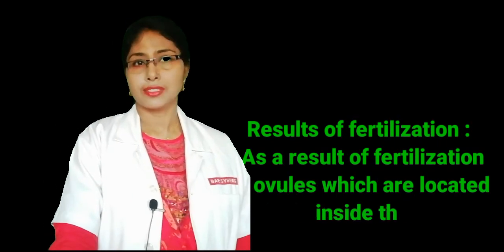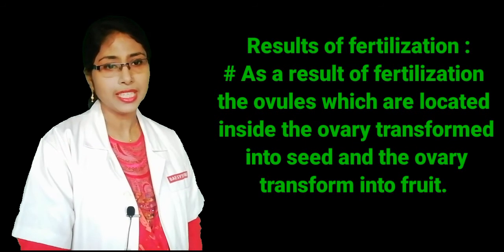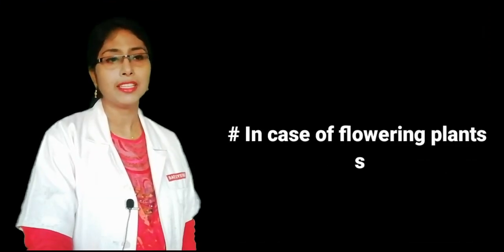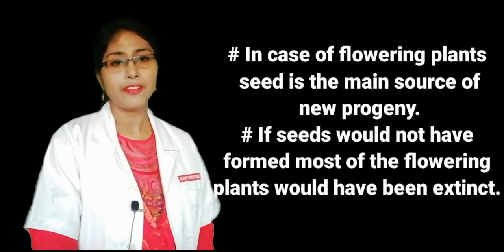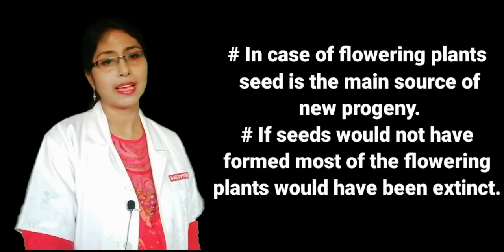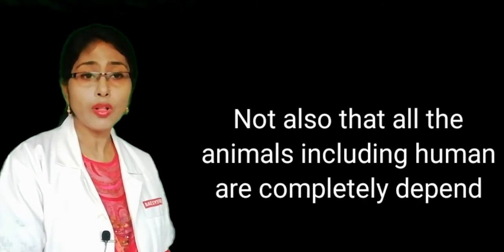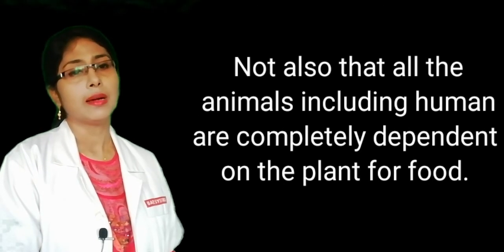Significance or importance of fertilization. As a result of fertilization, the ovules which are located inside the ovary are transformed into seeds and the ovary is transformed into fruit. Seed is the main source of new progeny. If seeds had not formed, most of the flowering plants would have become extinct. Note also that all animals, including humans, are completely dependent on plants for food.